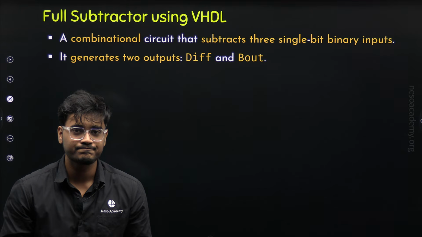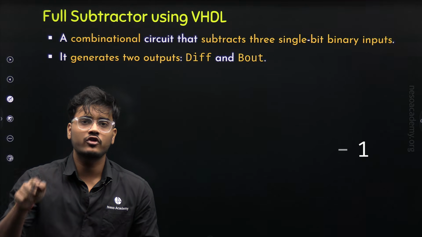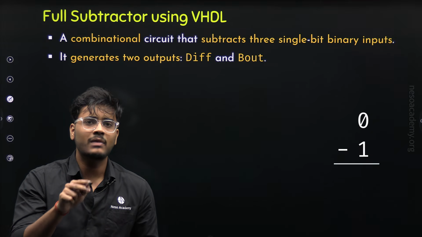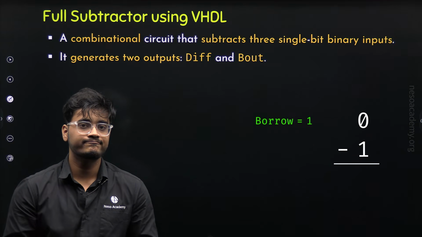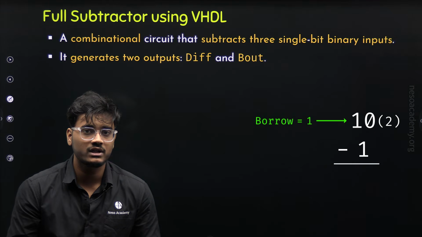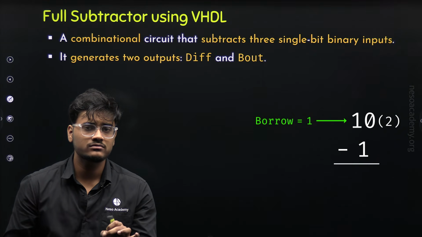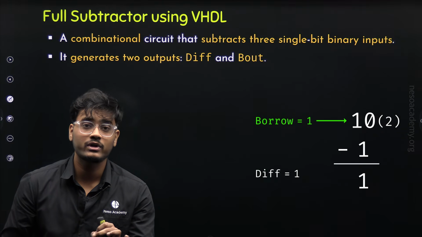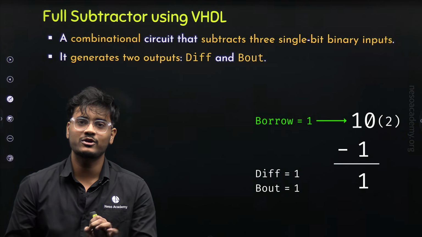Let's quickly understand them. Suppose if I want to subtract a larger number, let's say 1, from a smaller number, let's say 0. So, here we are performing 0 minus 1. Now, for this subtraction, we need to take a borrow. Now, after taking borrow, 0 will become 2 and the subtraction will become 2 minus 1. Now, here 2 minus 1 will give difference as 1, and in this case, borrow will also be 1. So, here difference is 1 and final borrow is equal to 1.